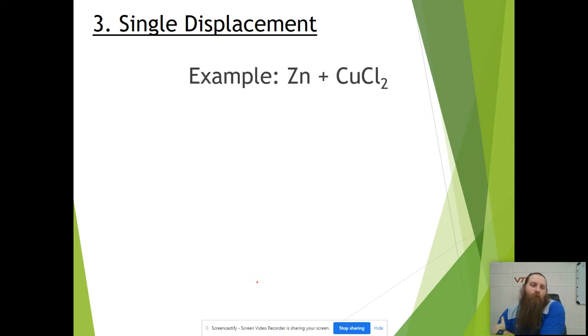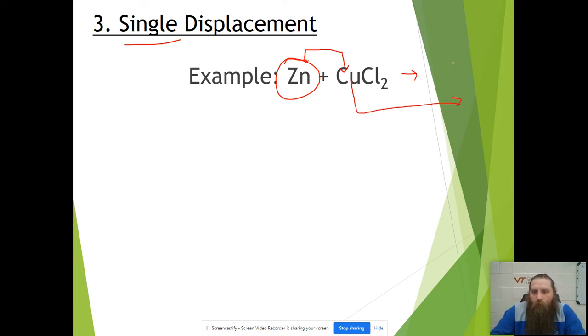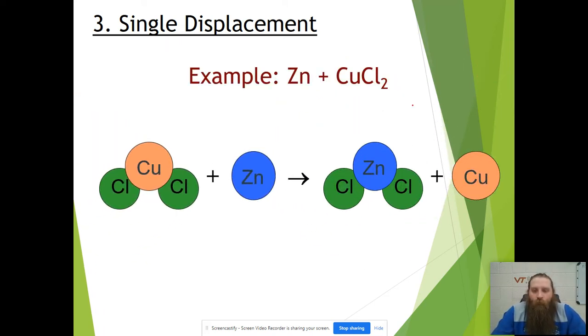All right, so let's look at the third, single displacement, all right? Zinc plus copper chloride, copper 2 chloride. Notice something here. I have a single metal by itself, and it's going to displace something. Metals are going to displace the other metals. So copper is going to end up by itself, and zinc and chlorine are going to form a bond. All right. There we go.